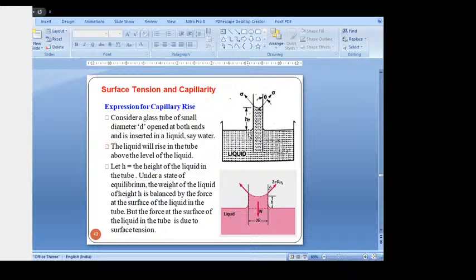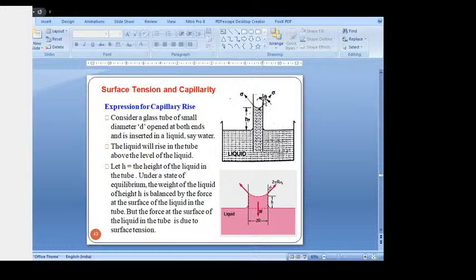As you can see, the surface is not level, it is in a curved form. Let sigma be the surface tension of the liquid, and theta be the angle of contact between the liquid and the glass tube. Now we will consider both forces. The first force is the weight of the liquid at a height h in the tube.